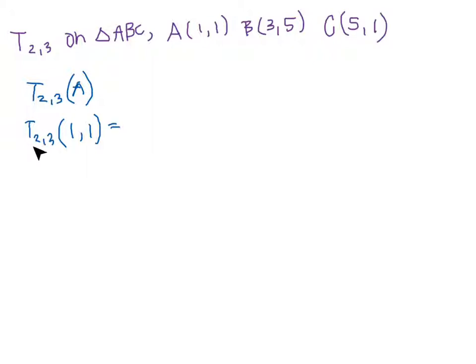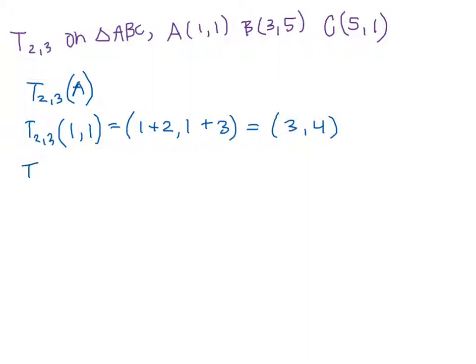This 2 is our horizontal shift, and it goes with the first one, our X value. This 3 is the vertical shift, and it goes with the second one, or our Y value. So when I write this out, I'm going to have X value is 1, plus my shift was 2. My Y value is 1, plus my shift was 3. So my new coordinate for A is 3, 4.